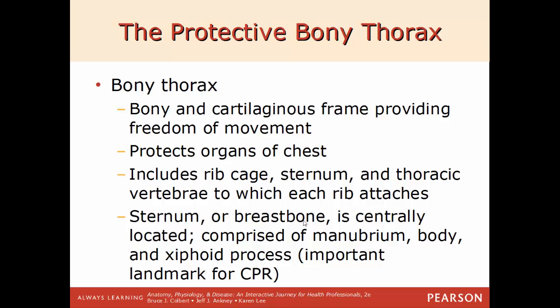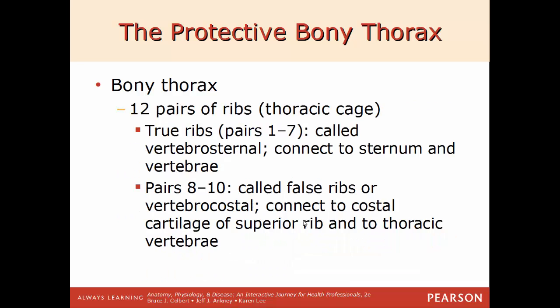There are 3 main parts of the sternum: the manubrium, which is the top part, the body, which is the middle, and then the xiphoid process, which is the pointy part at the end, which is also an important landmark to be able to perform CPR. There are 12 pairs of ribs. This is also known as the thoracic cage. The true ribs are the first 7 pairs.